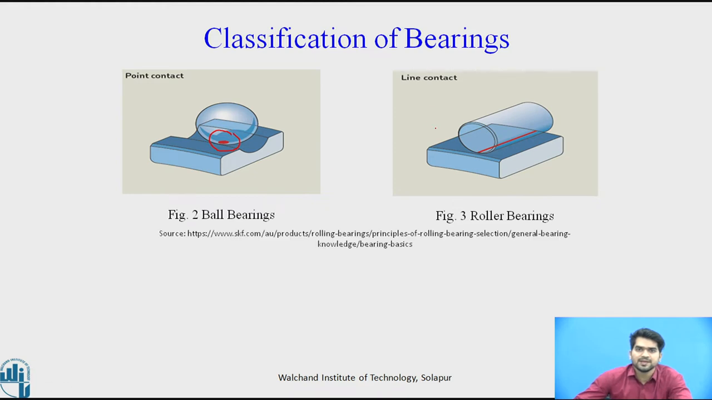And in case of the line contact, it forms one line, that is the contact between the rolling elements and the inner and outer race. So in this case, we observe more wear rate, but the advantage of the roller contact bearing is that it sustains the maximum load carrying capacity as compared to the deep groove ball bearing.